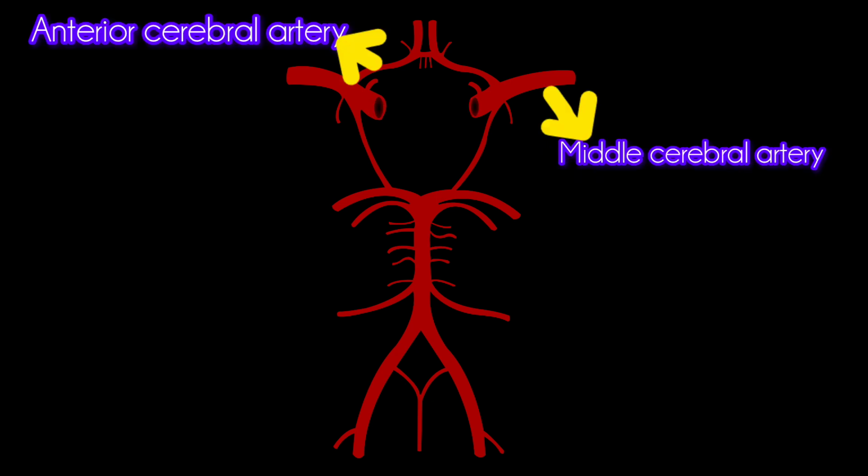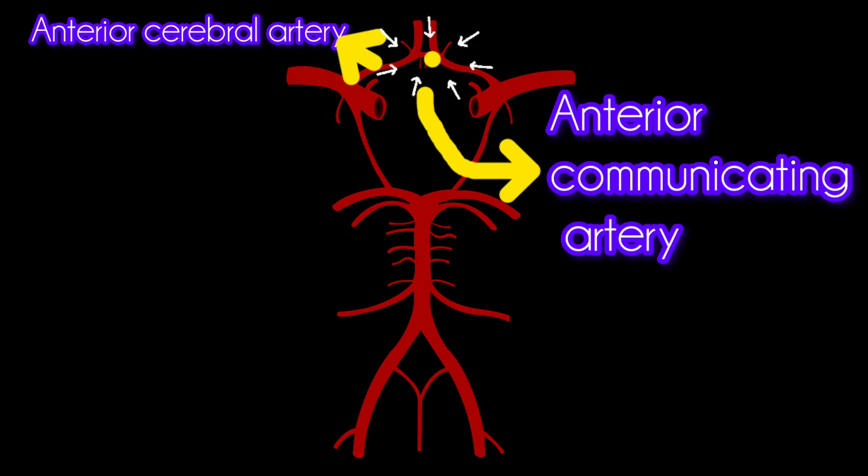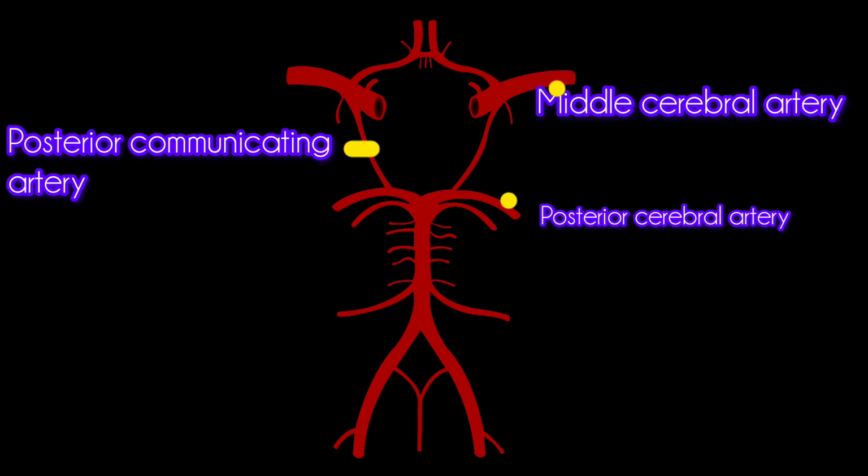From the internal carotid artery, the anterior cerebral artery and the middle cerebral artery arise. The anterior cerebral arteries move upwards. The middle cerebral arteries run laterally from the internal carotid artery. The next one, the right and left anterior cerebral arteries are connected by the anterior communicating artery. The next one is the posterior communicating artery, and these arteries connect the middle and posterior cerebral arteries. These connecting arteries are called the posterior communicating artery.